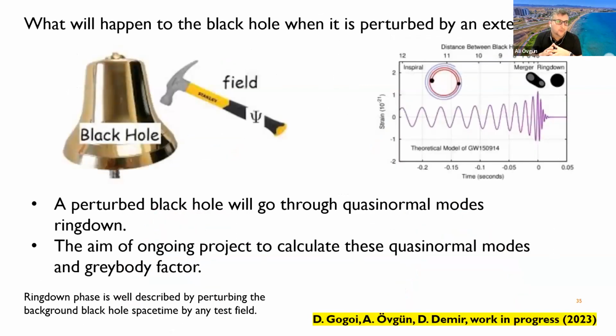So what will happen to the black hole when it's perturbed by external factors? This is also one open question, and we are now working on it with our collaborator. We know that a perturbed black hole will go through quasi-normal modes, ring down, and it's the aim of our ongoing project to calculate these quasi-normal modes and also the gray-body factor. And this is also one of the important questions.